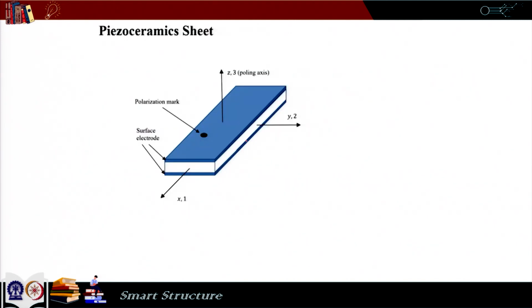So, this is a piezoelectric material, a view of the piezoelectric material that is available commercially. It is poled. For poling, electrodes are applied at the top and bottom, and using this it is poled, and this polarization mark shows the direction of polarization. It is not necessary that it has to be polarized along the z axis. Electrodes can be put at the other surfaces also, and it could have been polarized in other directions also. But for most of the practical applications, the piezoelectric sheets that we get are polarized along the thickness direction.